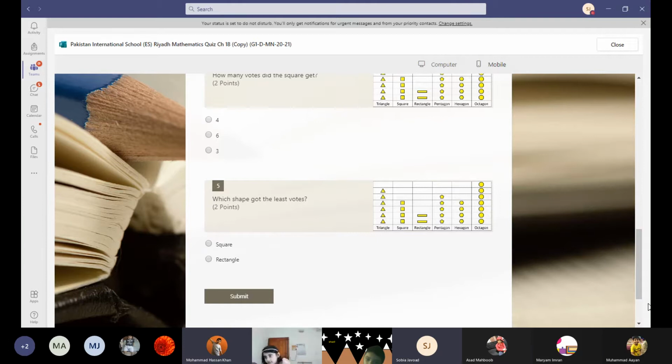Everyone finished? Yes. Okay. How was your quiz? It was easy. A very good job. Is it easy or is it difficult? Easy. And you all understand the 5th question? Okay. Which shape got the least votes?